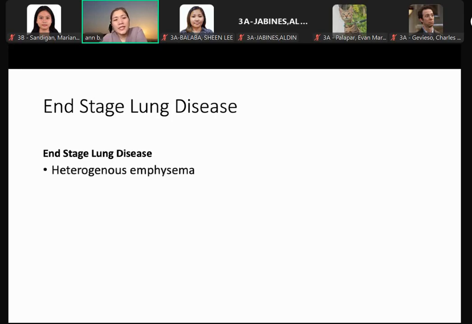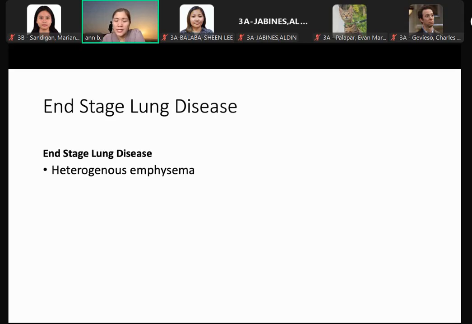So end-stage lung disease. These are the patients who need a transplant. In the Lung Center of the Philippines, we have a program already for lung transplant patients. But in other countries, they already have a strong foundation when it comes to organ donation.